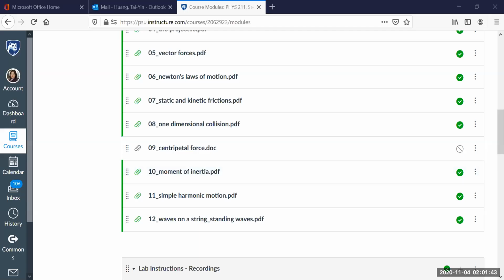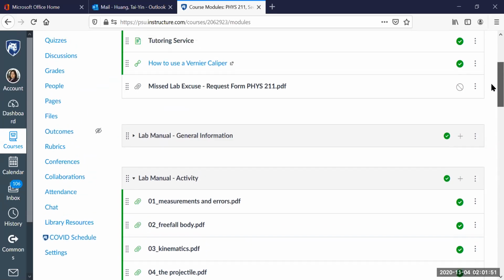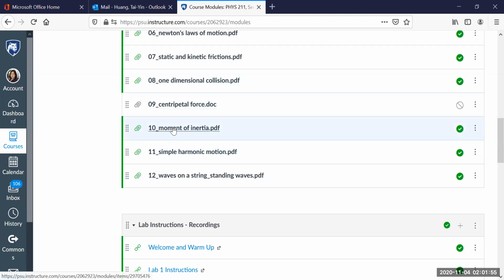Okay, so this week we're going to do moment of inertia. So you log on to Canvas, click on menu activity and click on moment of inertia. And let me bring up the file.